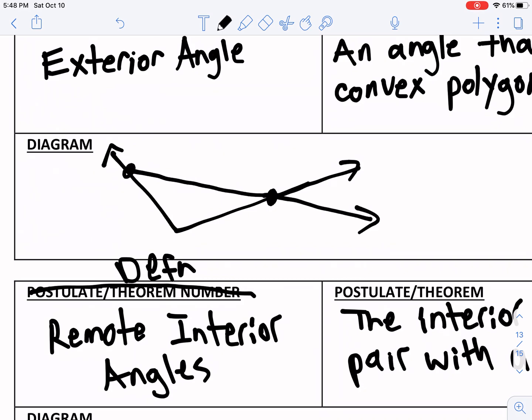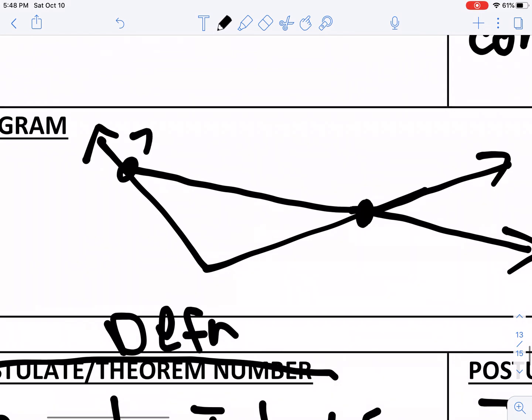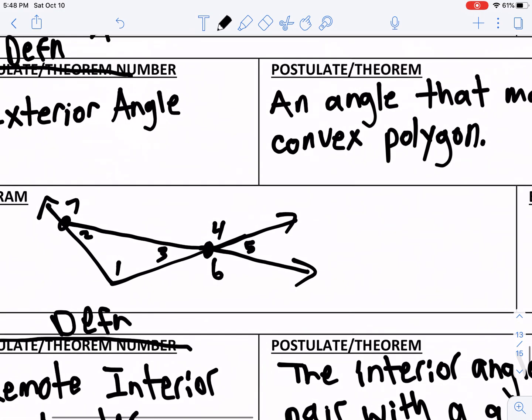Okay, now this guy right here, that's our triangle, right? But I'm extending out these rays so that we can actually see where the exterior angle comes into play, okay? So let's call this angle 7. We have 2, we have 1, 3, 4, 5, and then 6, okay? So we have these guys right here.